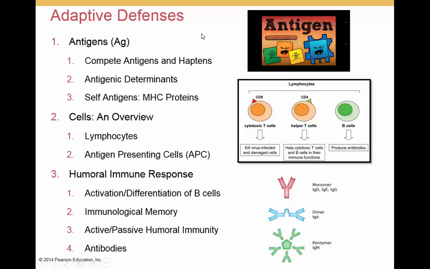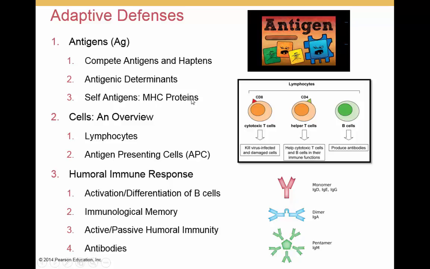So here is the outline for the adaptive defenses. We're going to talk about antigens. What the heck are they? There are complete antigens. There are incomplete antigens that need a little help to cause an immune response. We have many, many antigenic determinants on antigens, and I'll explain what that means. We also have self-antigens, known as MHC proteins, and I'll let you know what those are.